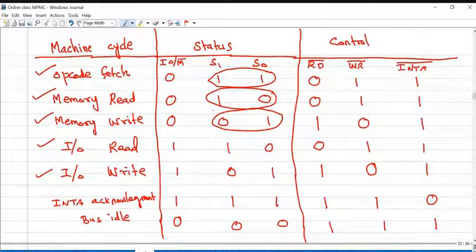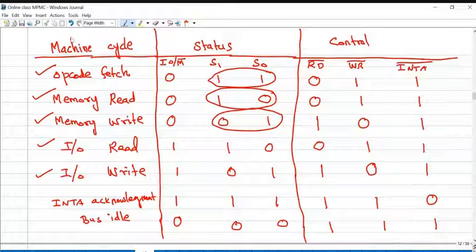Again, whether it is an IO related operation or a memory related operation: by placing 0 for memory, and placing 1 for IO. That's it. If you want to enable read operation, make it 0. If you want to enable write operation, make the write bar signal 0. So these are the machine cycles.